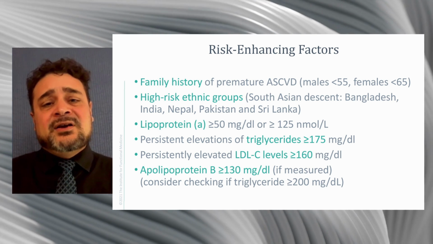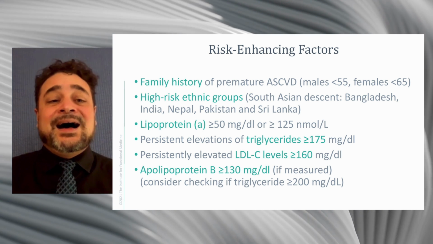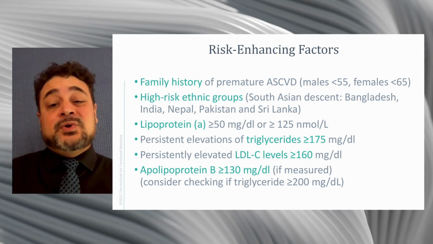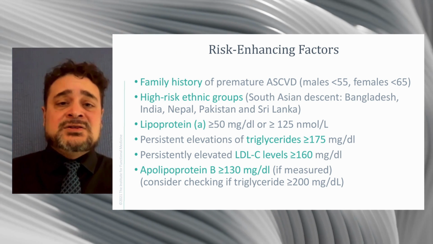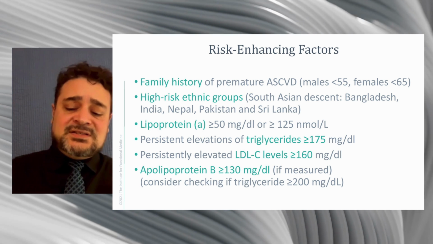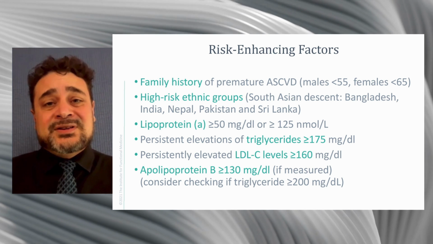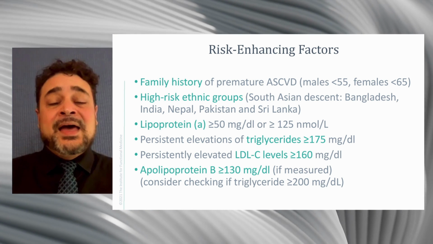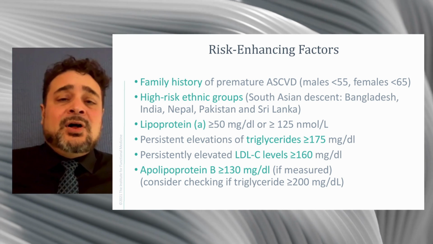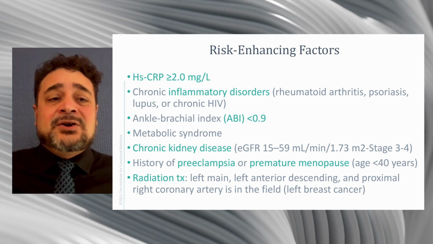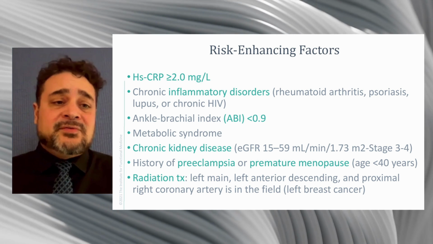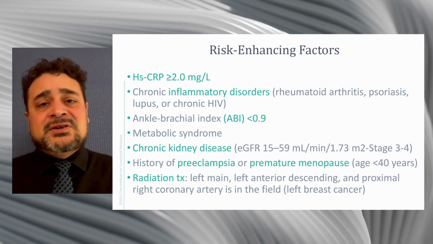You have a family history of premature atherosclerotic cardiovascular disease, high risk ethnic groups, lipoprotein A, persistent elevation of triglycerides greater than or equal to 175. So it reminded us that high triglycerides are a risk factor for cardiovascular disease. Persistently elevated LDL levels greater than or equal to 160. Lipoprotein B greater than or equal to 130. So it also mentioned high sensitivity CRP as a risk enhancing factor. Many are checking high sensitivity CRP as part of our panels. It mentioned chronic inflammatory disorders.